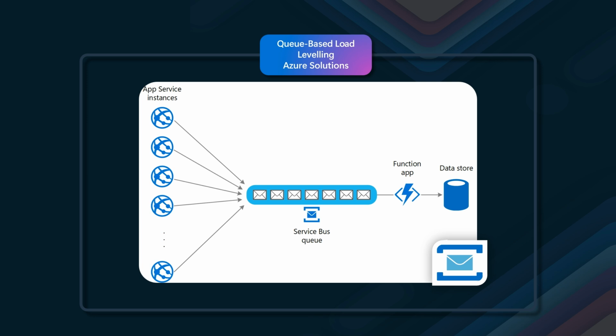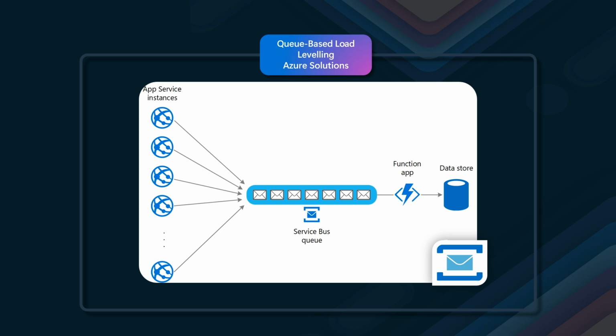These instances may experience fluctuating loads with peaks and troughs in demand. The messages from these app service instances are then sent to a service bus queue. The service bus queue acts as a buffer, smoothing out the intermittent heavy loads by holding the messages until they can be processed. This buffering mechanism ensures that the back-end systems are not overwhelmed by sudden spikes in demand.